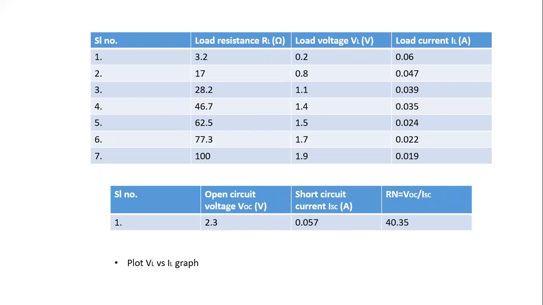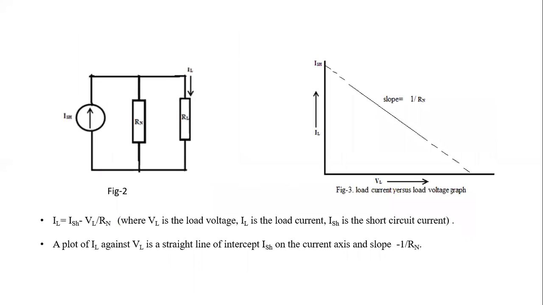Yes, what is VOC? VOC is the open circuit voltage of the two terminals and ISC is the short circuit current. So RN we can directly calculate by dividing VOC by ISC, or RL we can calculate by using some multimeter also at the load terminal. Okay, so what is the equivalent resistance?